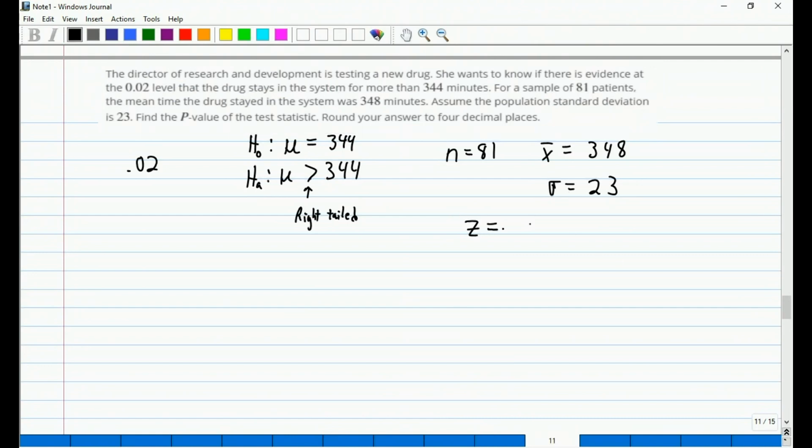So z equals x bar minus mu over sigma sub x bar, which is 23 divided by the square root of n, or square root of 81, which is 9. So if I do that in a calculator, all right, remember this is a z-score. So it's 1 point, if I round, 1.57.